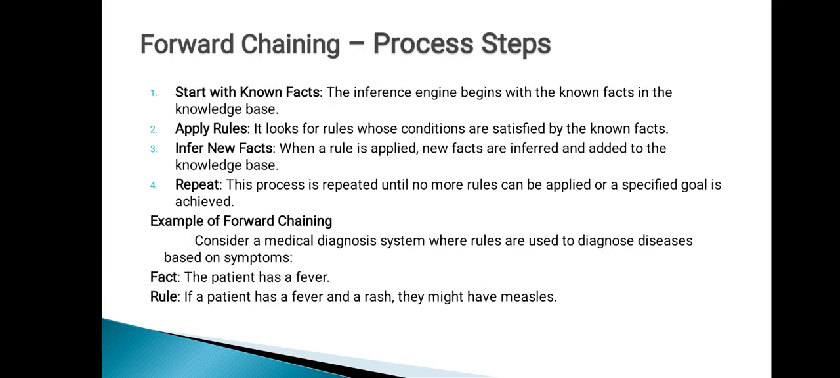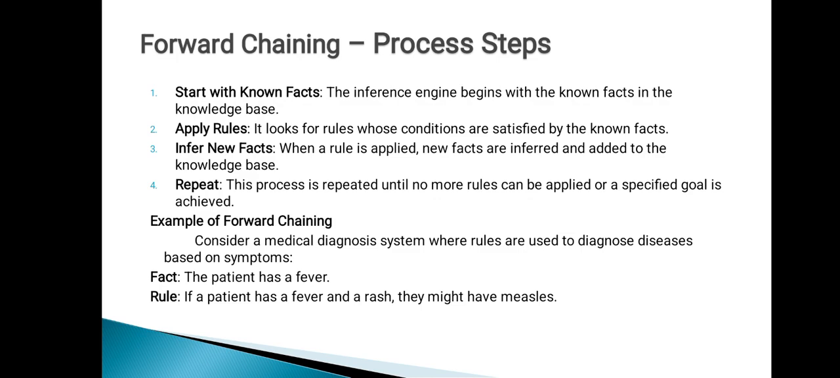Next, forward chaining processing steps. The first step is to start with known facts. The inference engine begins with all the facts stored in the knowledge base. The second step is to apply rules. It searches for rules whose conditions match the available facts. The third step is to infer new facts. Whenever a rule is satisfied, a new fact is generated and added to the knowledge base. The fourth step is to repeat. The system continues applying rules until no more rules can be applied or the desired goal is achieved.